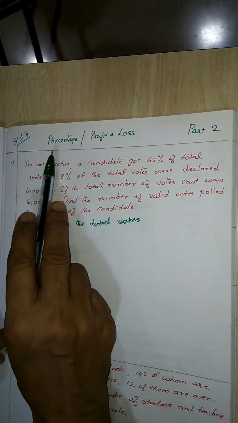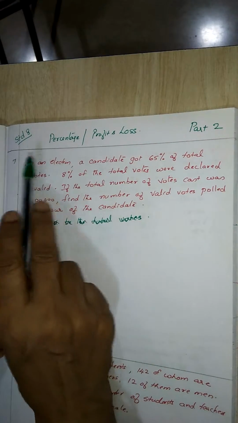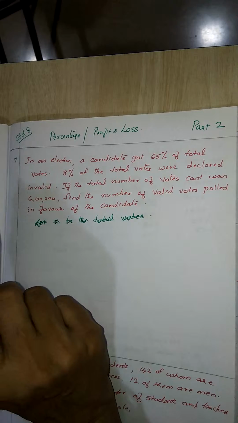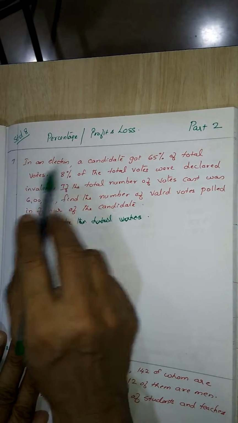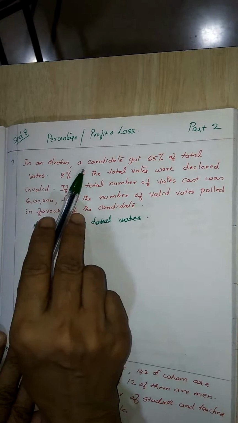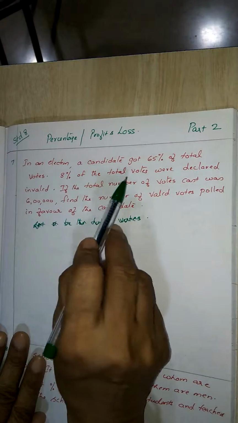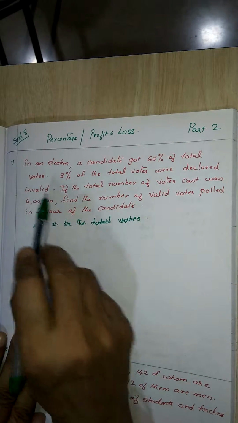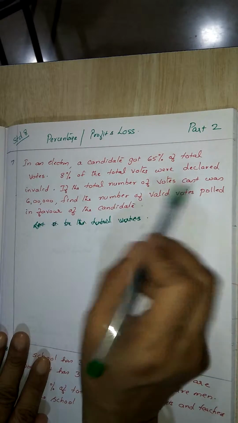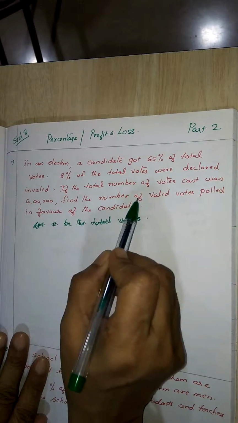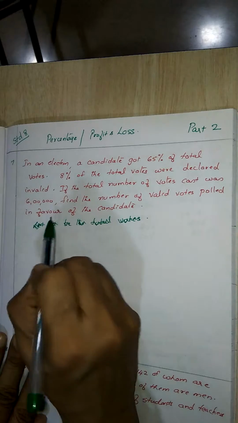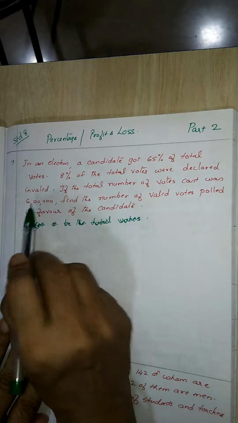The chapter is percentage and profit and loss for standard 8, and it's part 2 of this series. In an election, a candidate got 65% of the total votes. 8% of the total votes were declared invalid. If the total number of votes cast was 6 lakh, find the number of valid votes polled in favor of the candidate. So it's already given.